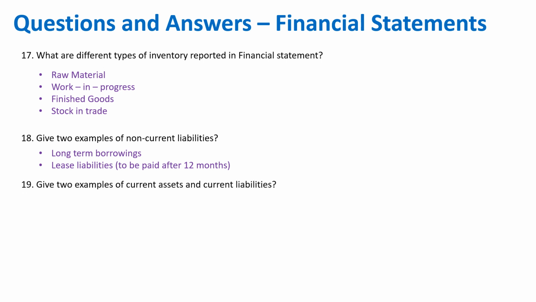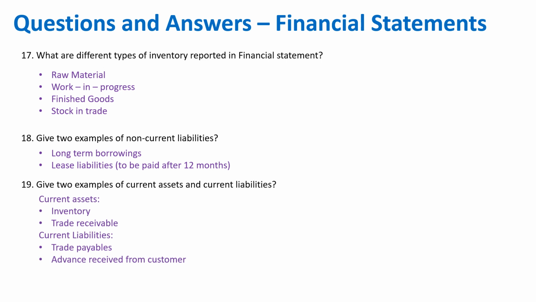Question number 19. Give two examples of current assets and current liabilities. So what are current assets? Which you are going to convert into cash within a short period, that is within 12 months. So first example is inventory, second is trade receivable. When it comes to current liabilities, it is trade payables, which you are going to pay to a vendor, and advance received from customer, because you have to supply goods to them and it has to be knocked off within a short period. So this is treated under current liabilities.